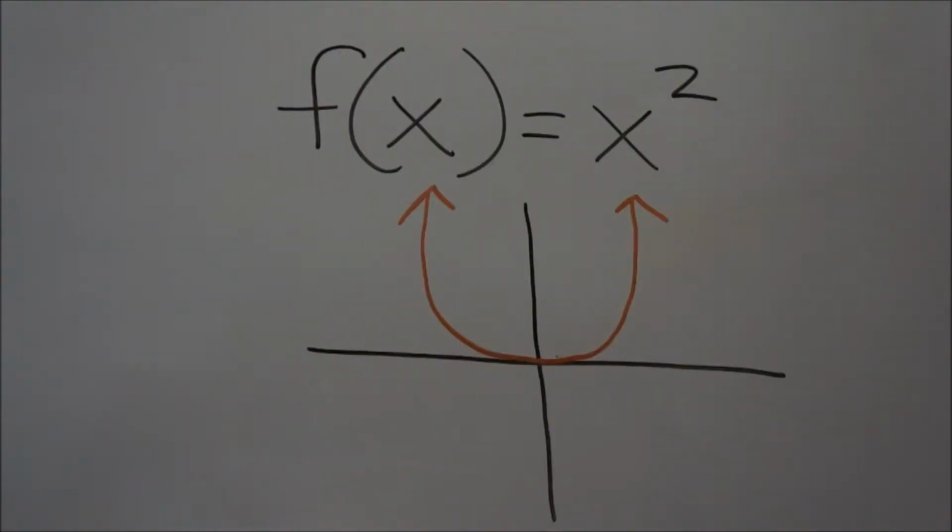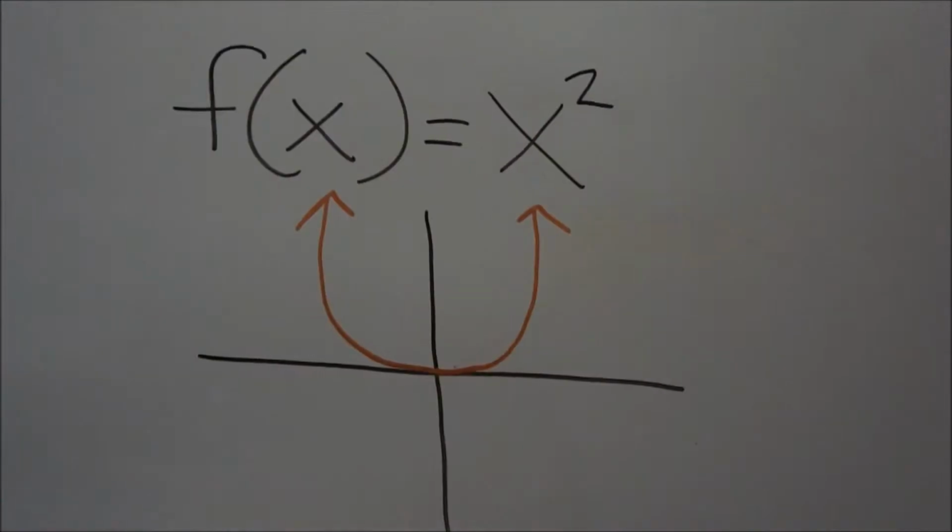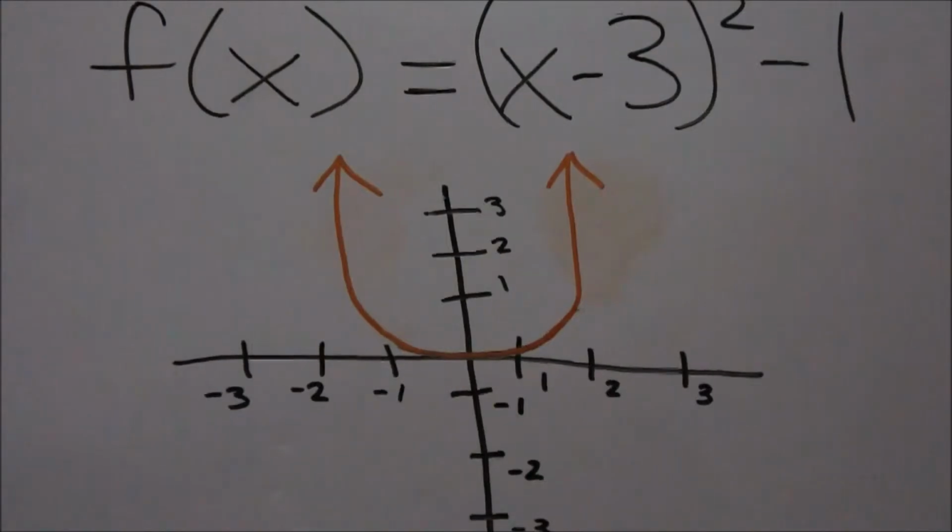f(x) = x² is a basic function. The graph of this function looks like this. It is U-shaped and symmetrical on each side. Now I am going to show you what happens when you add numbers to the equation, and you will see the graph shift right, left, up, or down.